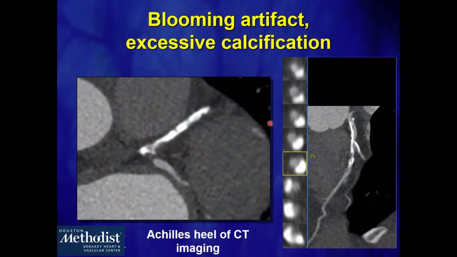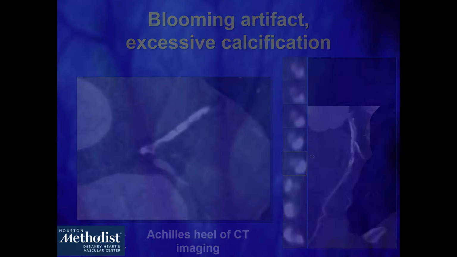Blooming artifact is another term for the beam hardening, and again, it basically talks about the same concept. It's basically the attenuation of the low energy, and hence you have a much higher weighted average. And this is the Achilles heel of cardiac CT imaging. If I take a look at this LAD, I have so much calcium that this calcium is actually blooming, and I'm not able to see inside the vessel. Then you can overestimate stenosis in those cases.